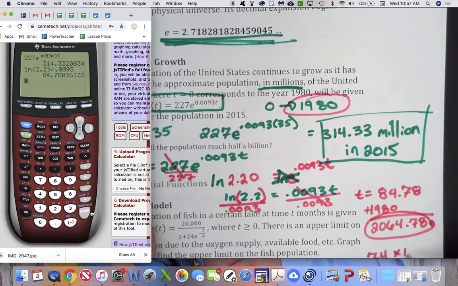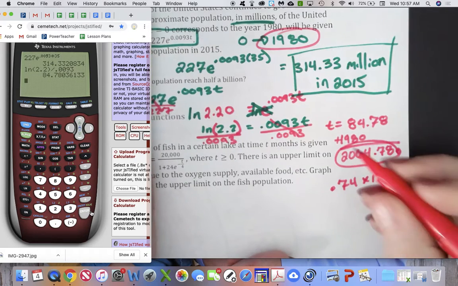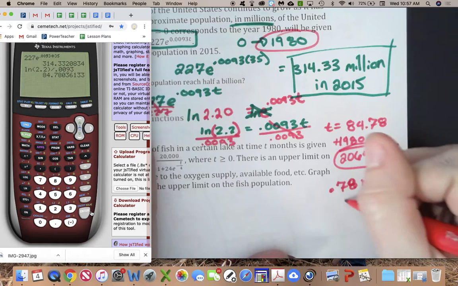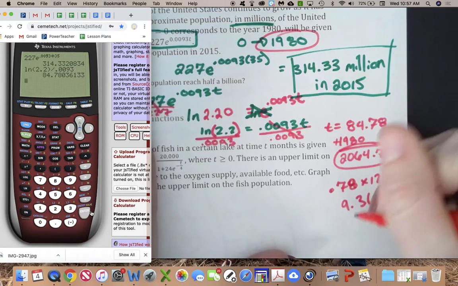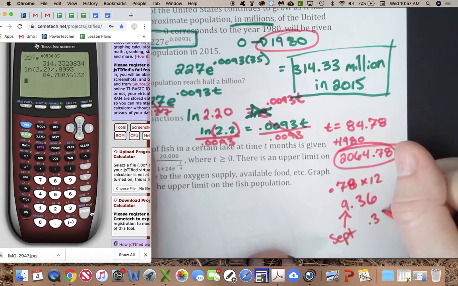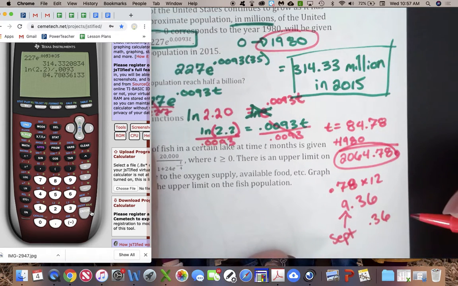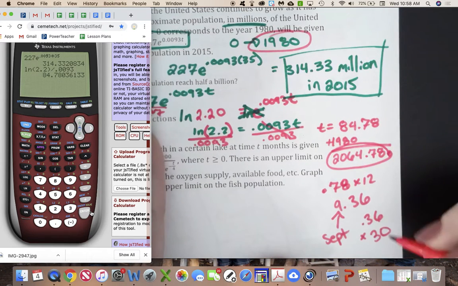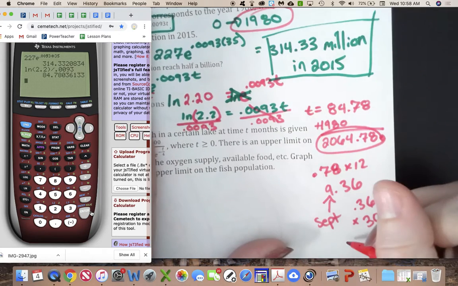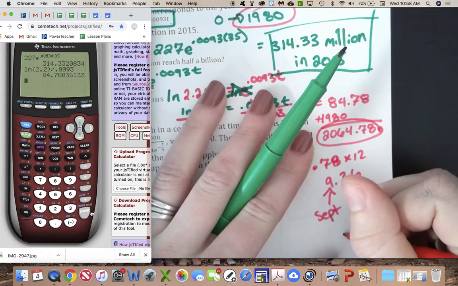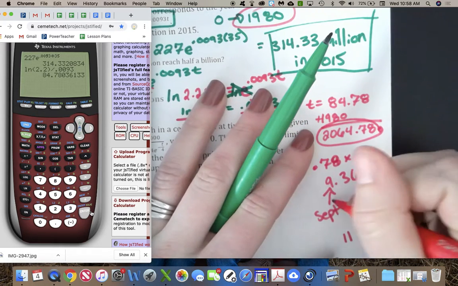Or take 7/8 times 12. Somebody do it. Take 7/8 times 12. 9.36. Okay, so this would be September. Now 0.36. 0.36 times how many days are in September? 30. What's 0.36 times 30? 10.8. We could do the hour, but we'll just say 11. So it is September 11th of 2064.